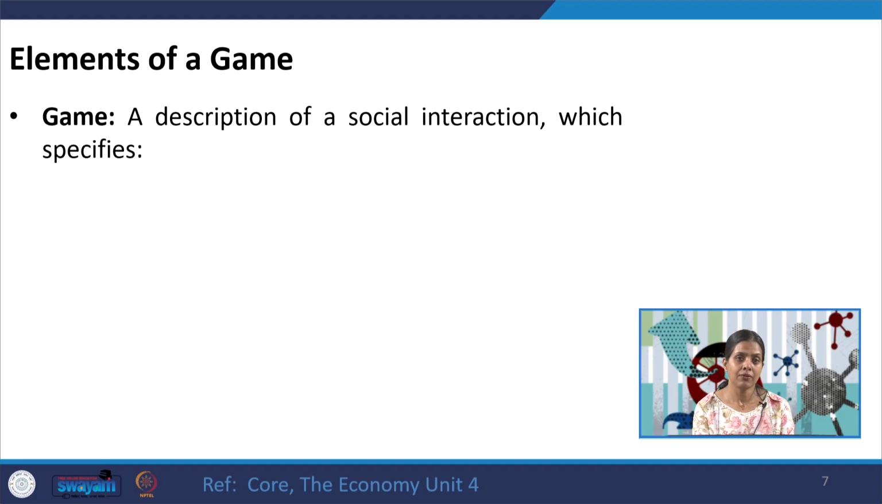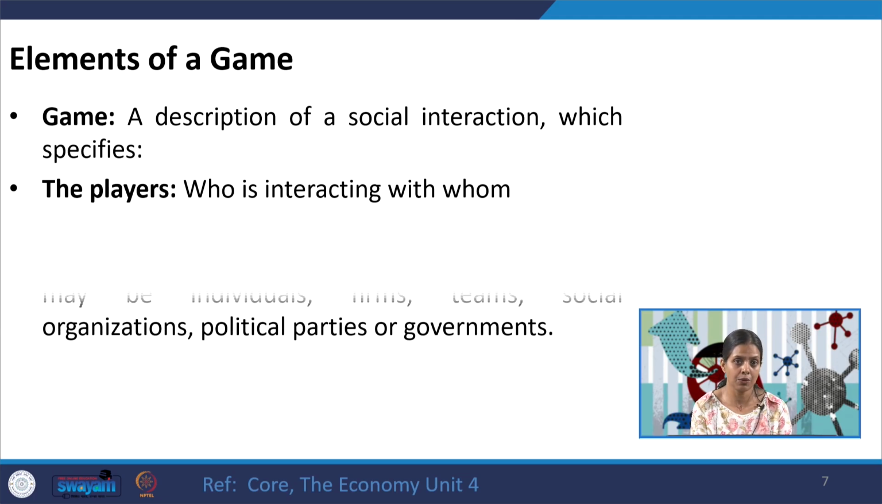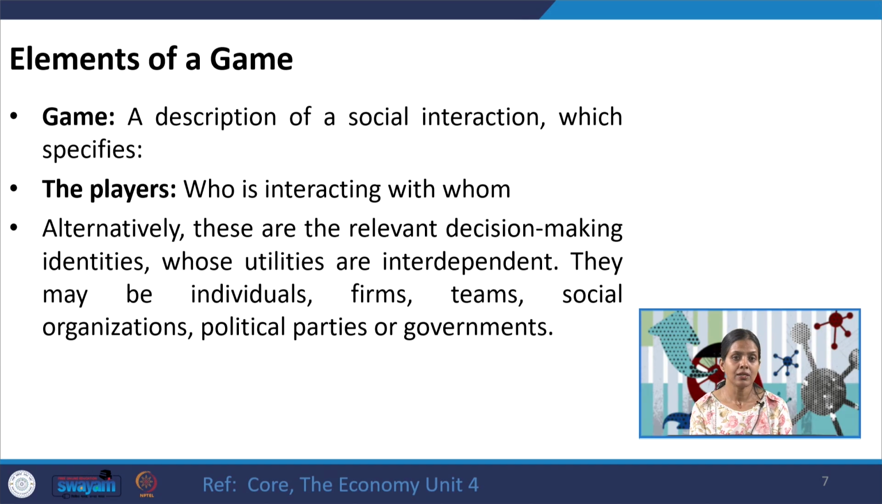Now, let us define the elements of a game. A description of social interaction which specifies the players, that is, who are interacting and with whom. Alternatively, these are the relevant decision making identities whose utilities are independent. They may be individuals, firms, teams, social organizations, political parties or governments. So, a game basically describes certain entities, one of them being the players.